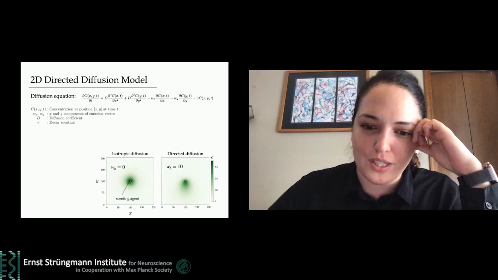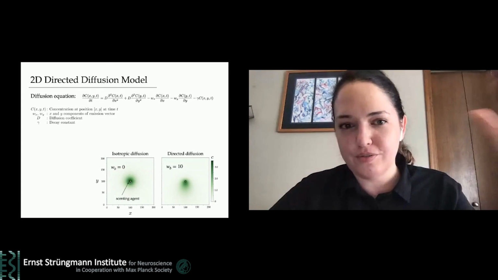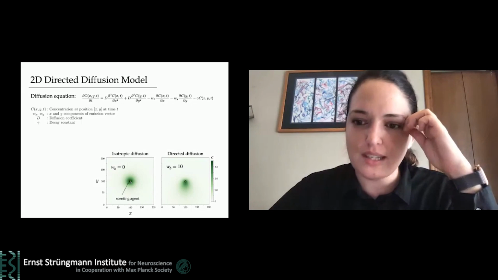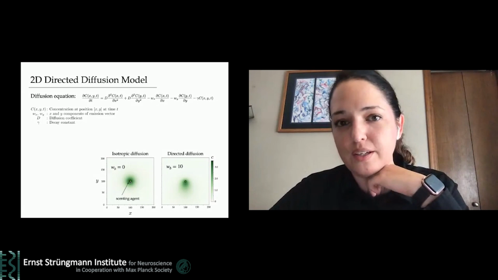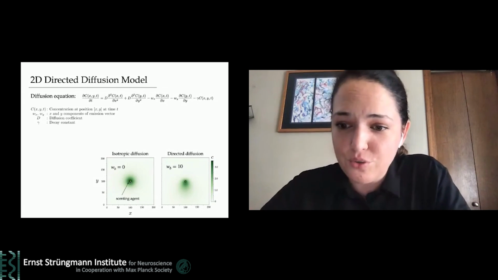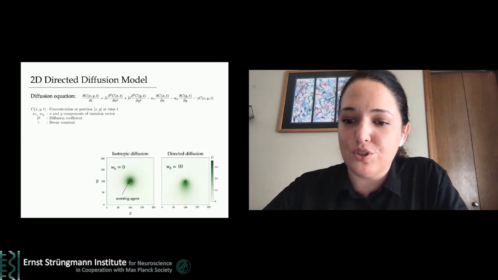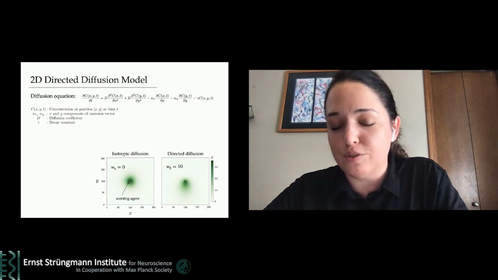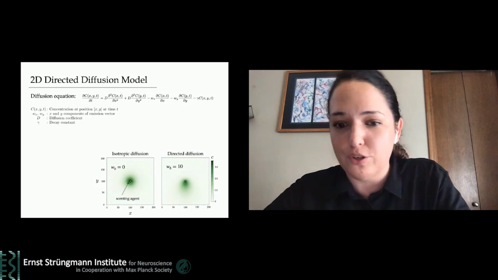Isotropic would be the same amount of propagation in all directions, and then when we have a directed diffusion, which we think is what the bees are doing, then we get the profile of the plume that is skewed in one direction.